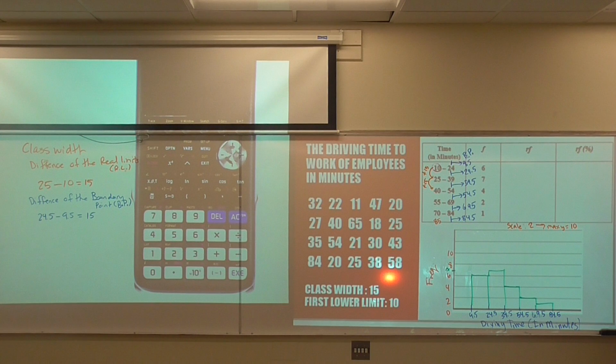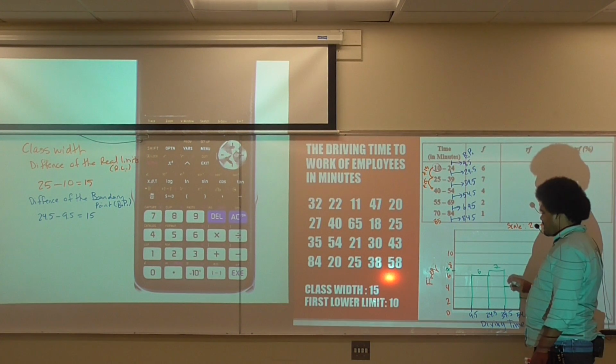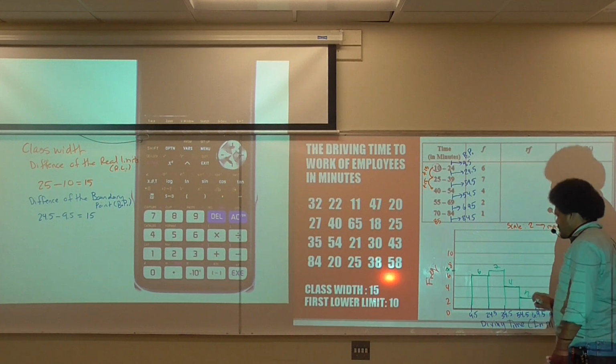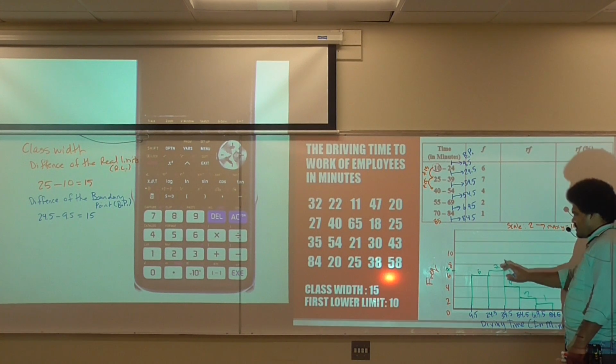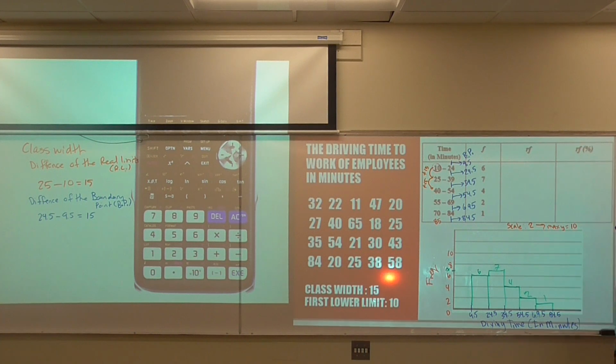So now, we know exactly what these are: 6, 7, 4, 2, 1. We just look more at 7. And there we go. We've got the frequency distribution.